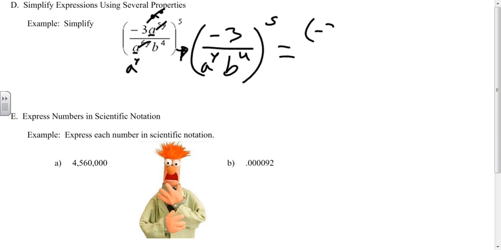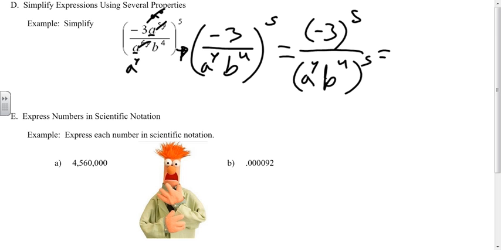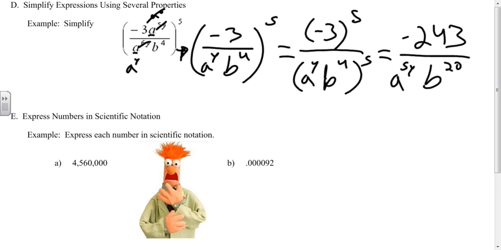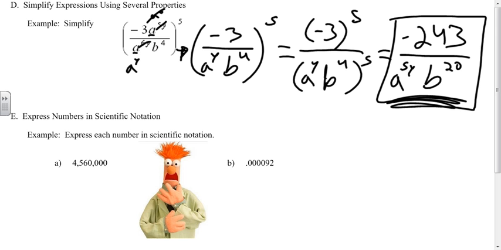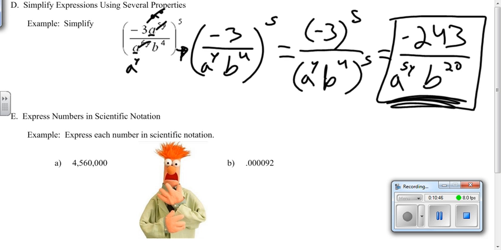So we apply our properties. We know that the numerator is negative 3 to the fifth power, and our denominator is a to the y times b to the fourth, that to the fifth power. Simplifying down, negative 3 to the fifth power is negative 243 over a to the 5y and b to the 20th. Because again, 4 times 5 is 20, y times 5 is 5y. So we get to the same answer as we had before, we just simplified first. And again, you can pick either method to achieve this.